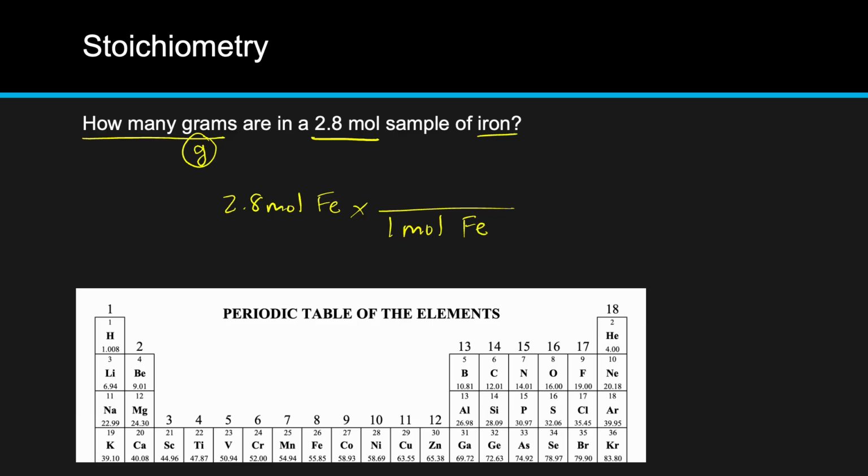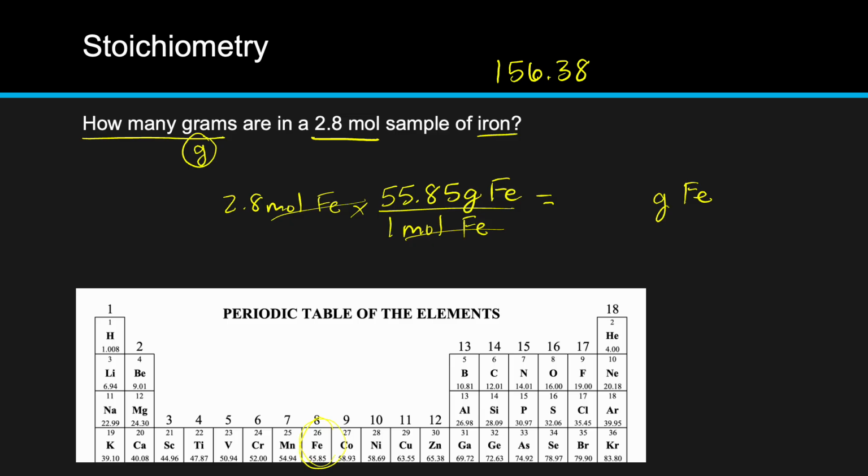I know from the periodic table that 1 mole of anything is equal to its molar mass. So if I have 1 mole of iron and I find iron on my periodic table, I can see that its molar mass is 55.85 grams of iron. So now looking at my math here, moles of iron is gone. I'm left with grams of iron, which is what I am solving for. So now I just do my math. 2.8 times 55.85.